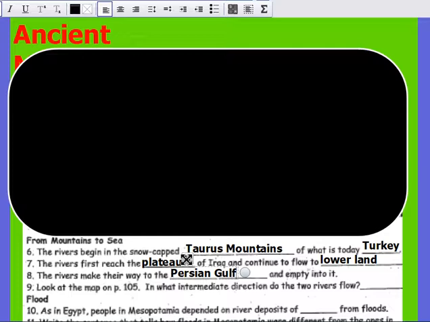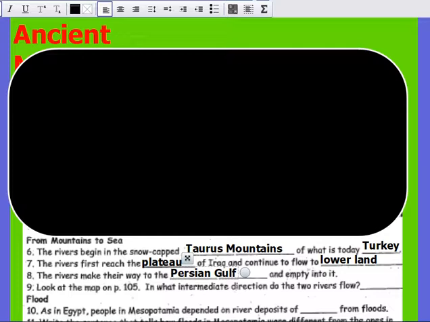Now you're supposed to look at a map on page 105 and see which intermediate directions the rivers flow. In what intermediate direction do the two rivers flow?